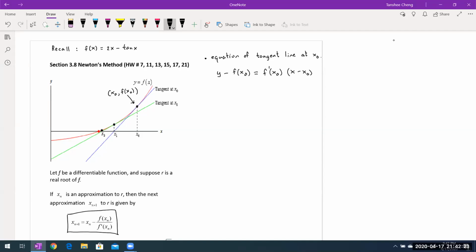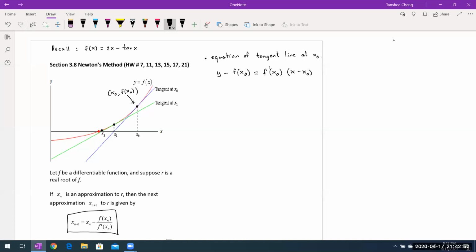So the equation of the tangent line at the initial point x sub zero. If this point becomes x sub zero, and then f of x sub zero evaluating at the point. So put it into slope-intercept form: y minus f of x sub zero is equal to f prime of x sub zero. That's basically the slope of the tangent line at that particular point, right? And then times x minus x sub zero.